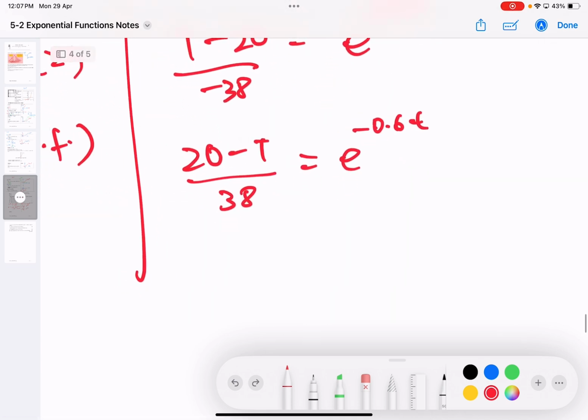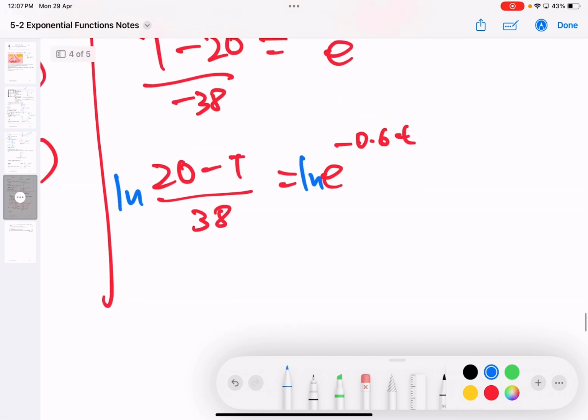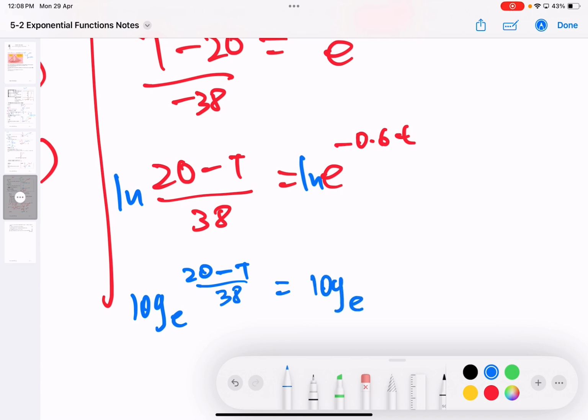Basically, I can ln both sides. Why do I want to ln both sides? Because if you remember, ln is just log base e. So essentially it is log base e of (20 minus T) over 38, and this is log base e of e^(-0.6t). What is log base e of e? That will give you 1.